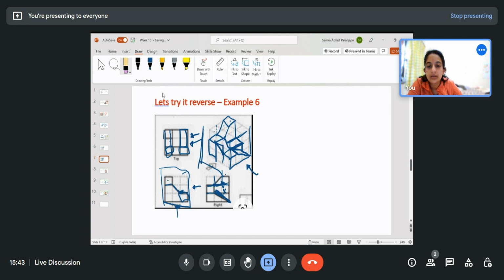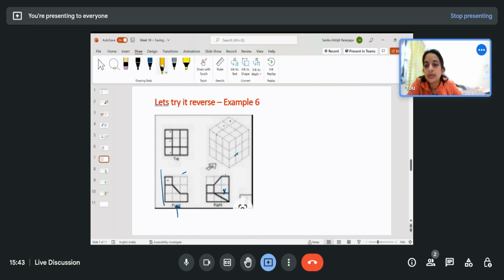So I will rub this out. Just to remind you once again, this is the top view, so I will be looking at this plane. This is front view, so I will be looking at this plane. This is right hand side view, so I will be looking at this plane. So finally, I will just redraw the figure that we discussed right now.